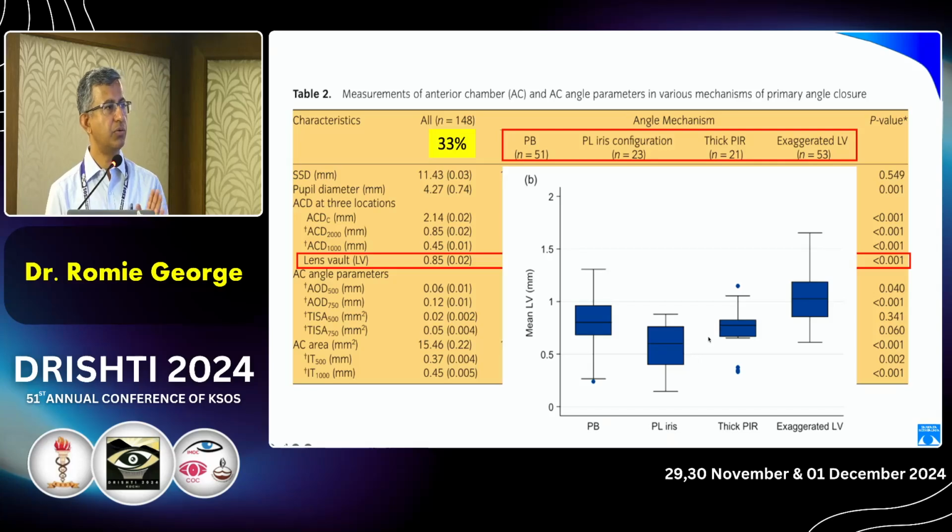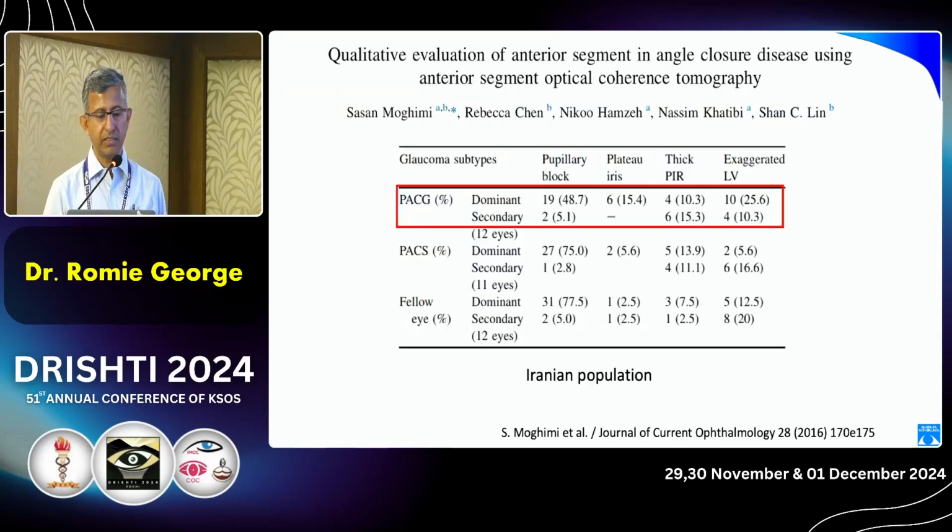So definitely, when you look at the anterior segment OCT and try to see which of these is contributory, in just about a third of these eyes you are seeing the lens as the primary force. You have another paper, and this first paper was from China. The second paper is from Iran, and in Iran they again found that in about 25% of patients the primary cause was suspected to be the lens vault, and it was a secondary cause in addition to pupillary block and plateau iris in another 10% of patients.